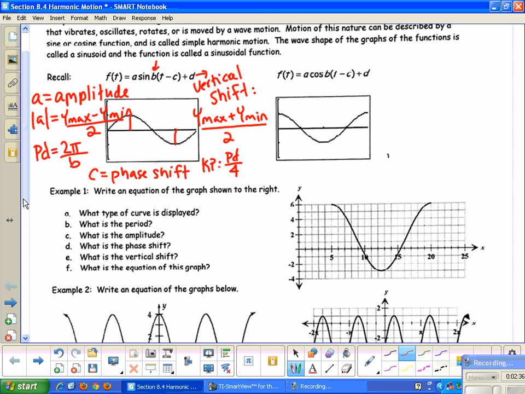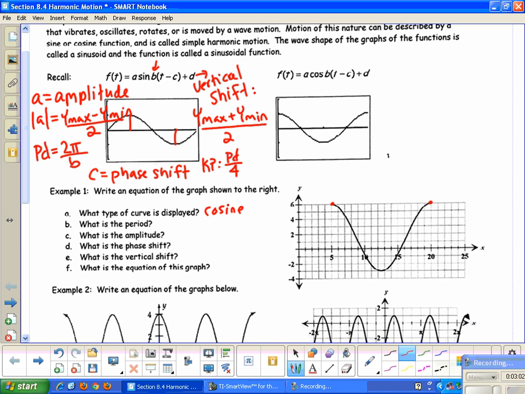If you look at this first part, it says, write an equation of the graph shown to the right. So if we look at this graph over here, it asks what type of curve is displayed. Remember, when we start with a maximum and end with a maximum, this resembles a cosine graph, so it looks like a cosine graph. However, remember that we can always make cosine into a sine graph by doing different kinds of phase shifts. So we'll talk about that as well.